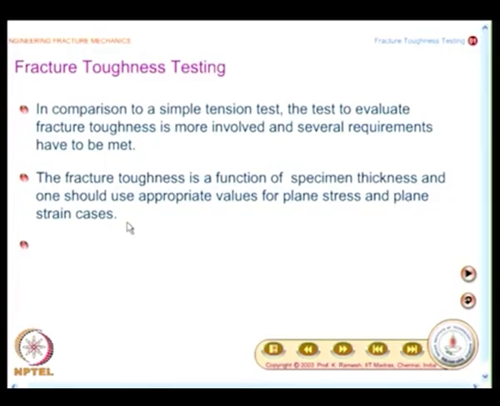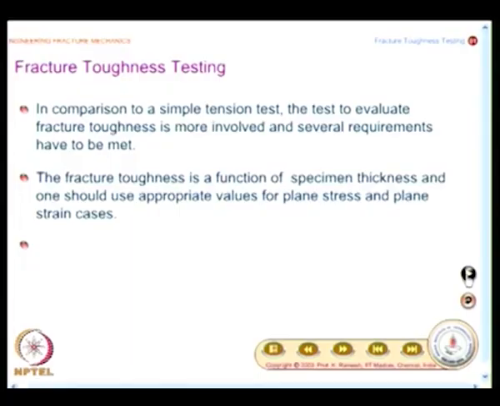So, once you recognize it is a function of thickness, if I am having a structure which is primarily in plane stress, I should use only the fracture toughness applicable for plane stress situation. If I use the one which is meant for plane strain, then I would be having a lot of cushion, that is, I would be over designing my structure. So, you have to be careful about that.